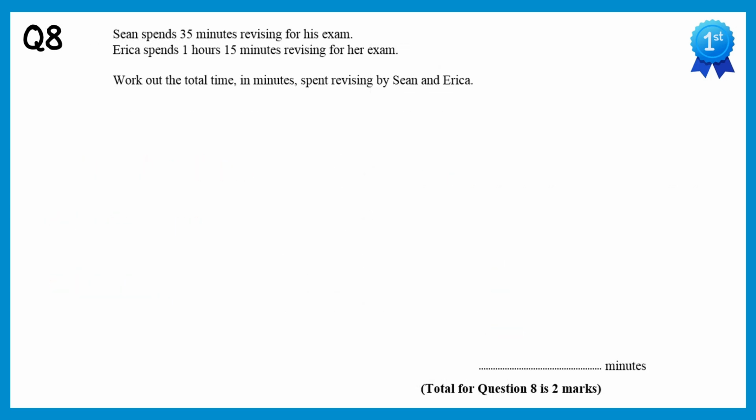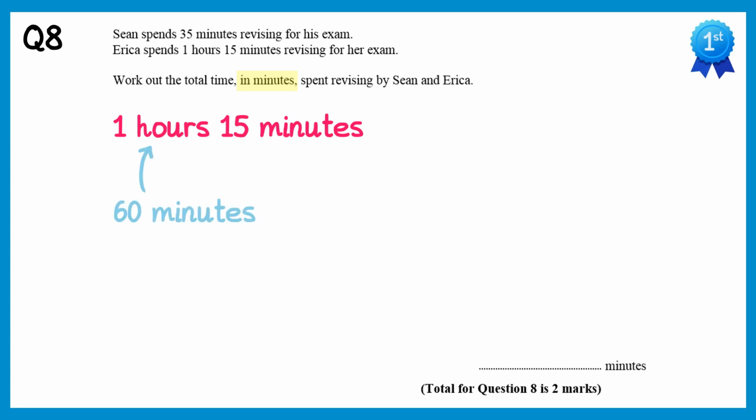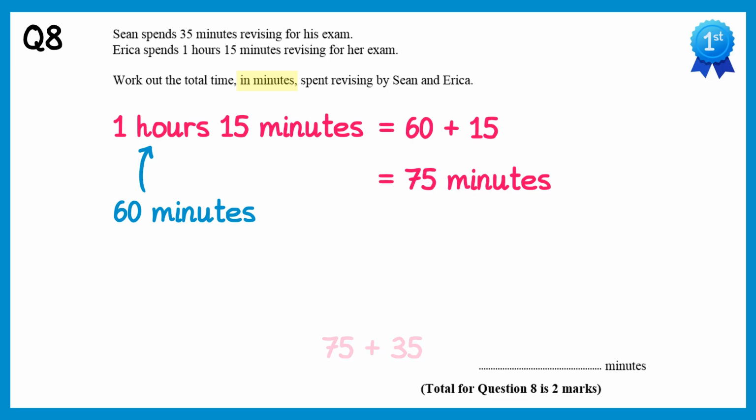In this question, we're asked to give the total time in minutes. So we'll take the 1 hour 15 minutes that Erica revises for and convert it into minutes. 1 hour is equal to 60 minutes. So this is just 60 plus 15, which is 75 minutes. To get the total time, we take Erica and Sean's times and add them together, so 75 add 35, which gets you 110 minutes.